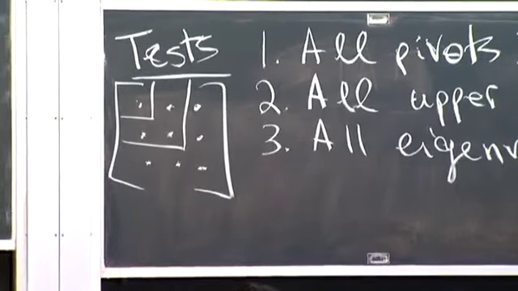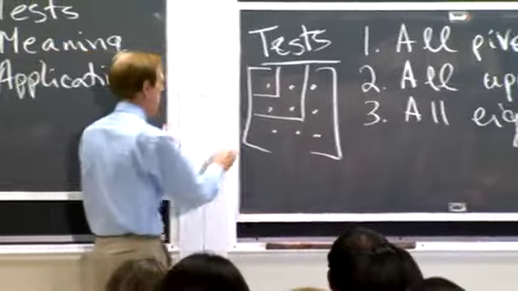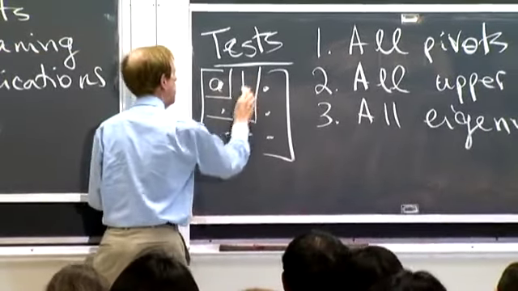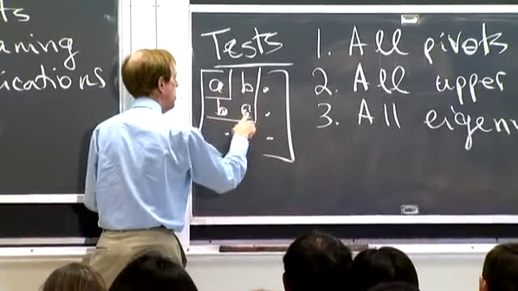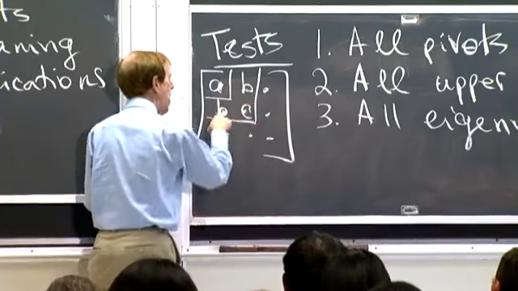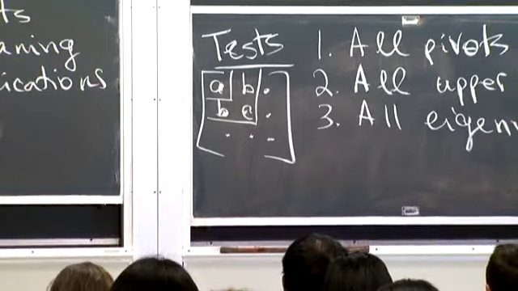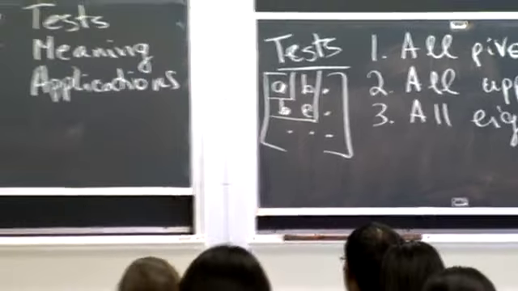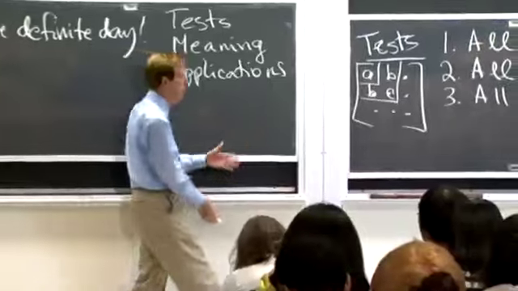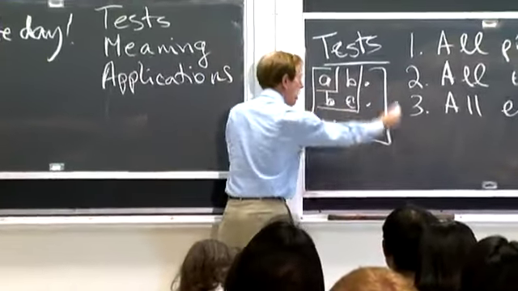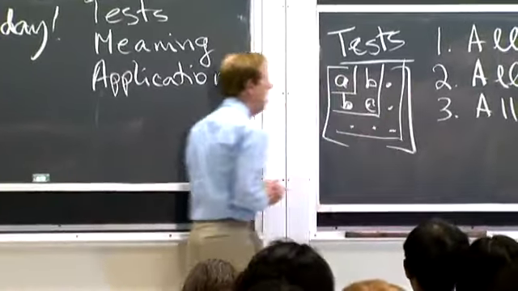Let me put in some letters here. So A has to be positive. This is symmetric. So A times C has to be bigger than B squared. So that will tell us. And then for 2x2, we finished. For 3x3, we would also require the 3x3 determinant to be positive.